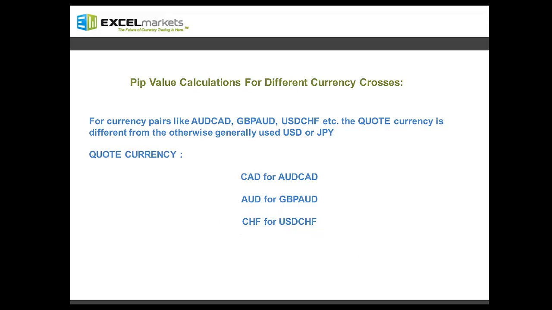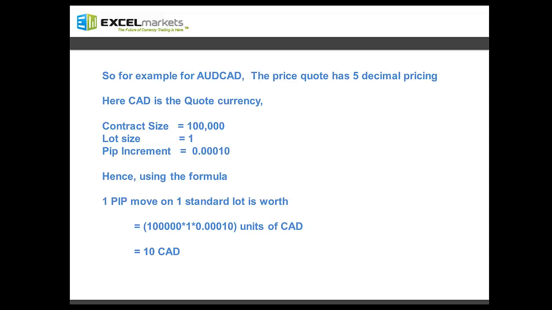However, the general formula for calculating the pip value for any of these currency pairs remains the same. Using the same formula for any of these crosses, we shall be able to calculate the pip value for any of them.